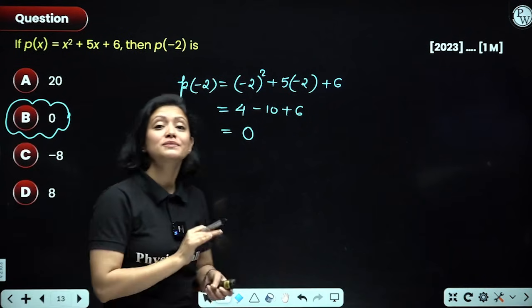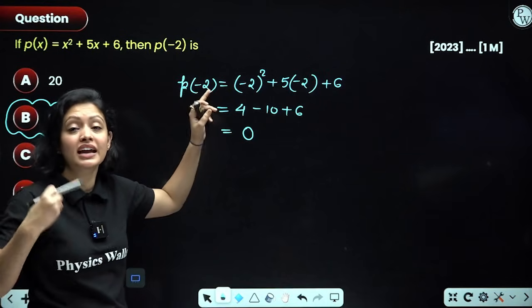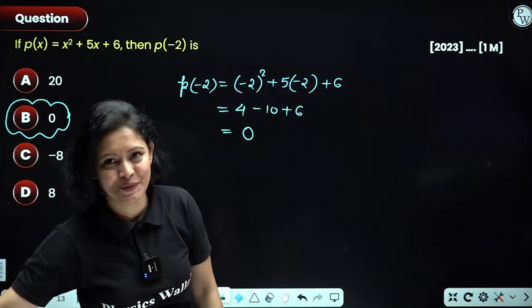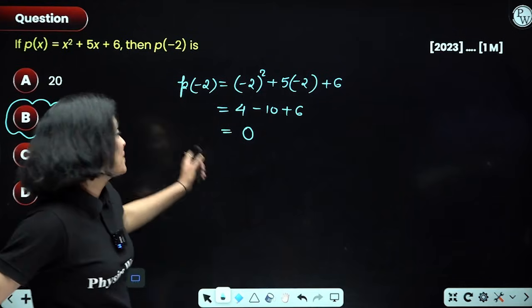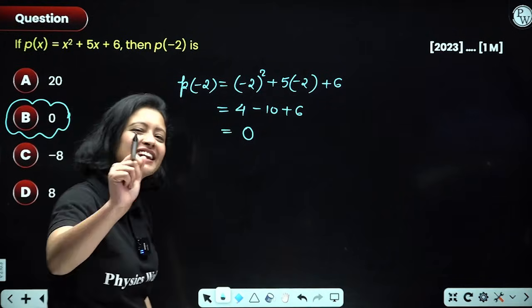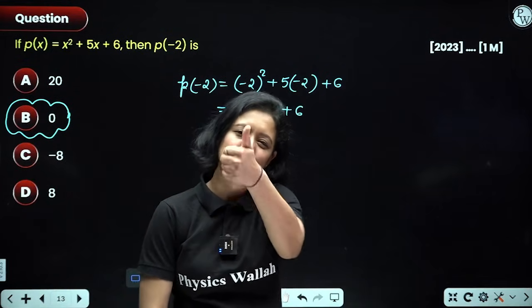And what does this mean? This means that as x becomes -2, the value of the polynomial reduces to 0. Right? Okay, so I think this was pretty easy. Bilkul free ka marks, right? And everyone that gave the correct answer and you did it yourself, pat yourself on the back. Good job, guys. Well done.